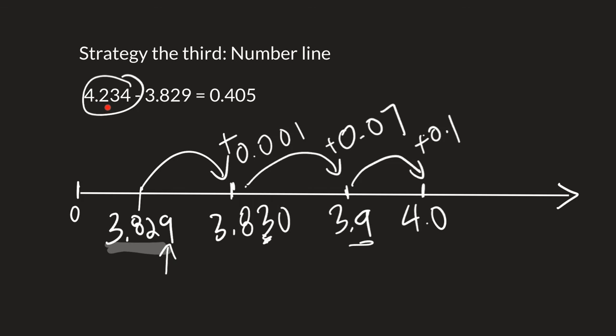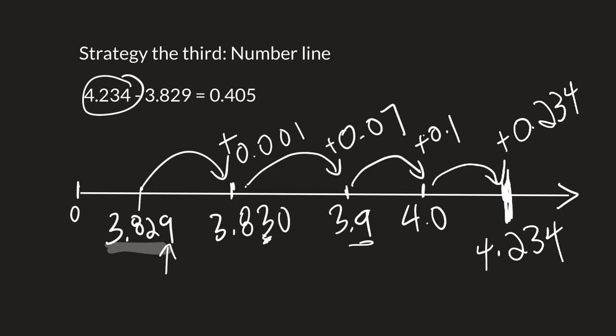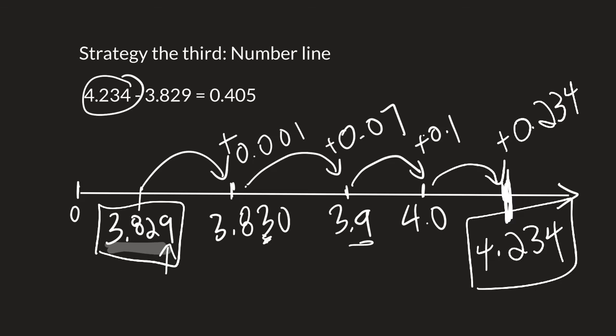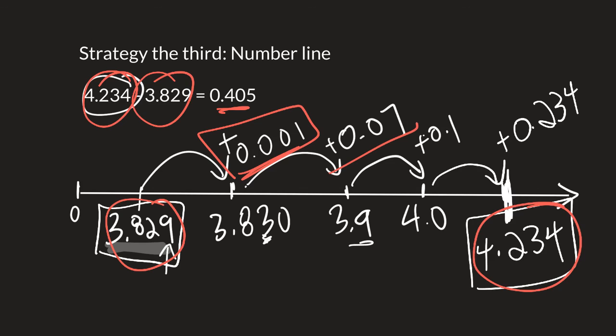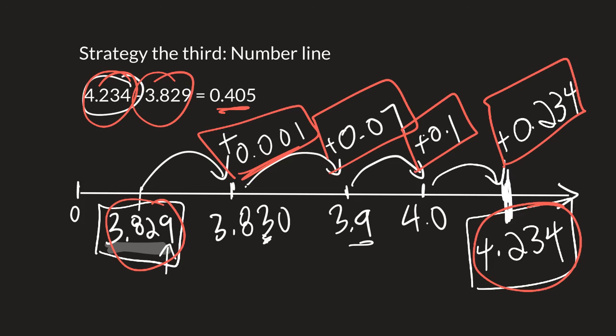What do you think? If you said we need to add plus 0.234, you're correct. Now on our number line right here, we are at 4.234. And we went from here, as you can see, 4.234. We subtracted this. So how did we get this number? Well, we got this from adding that, adding that, adding that, and adding that. Check out that strategy, huh? That's why we call it strategy the third.